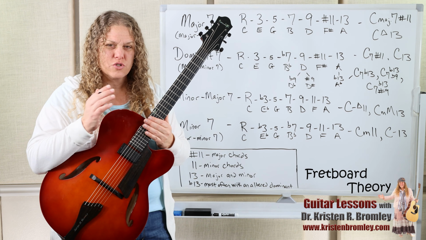Okay, so with the altered dominants then, we know that we can have a flat 9 or a sharp 9. We learned about that in the last lesson. We also know that we can have those sharp and flat 9s in combination with the sharp or flat 5, which I haven't included here because we're looking at the 11th and 13th. And I want to point out that a sharp 11 is the same pitch as the flat 5.